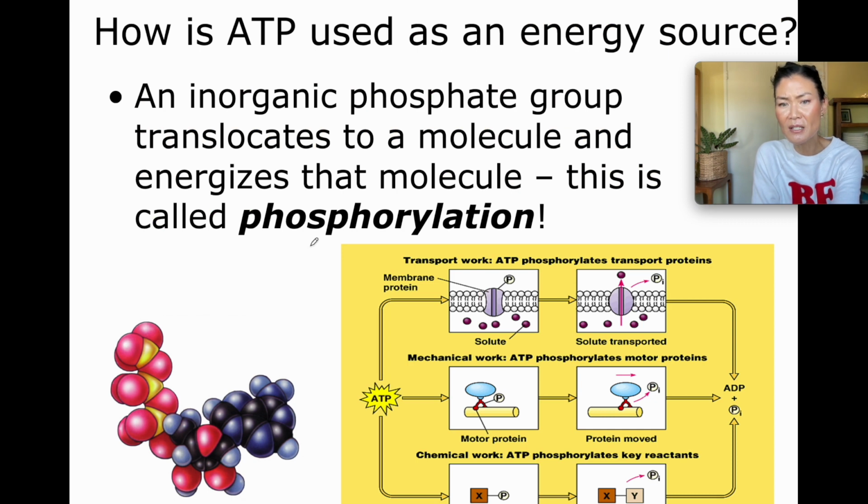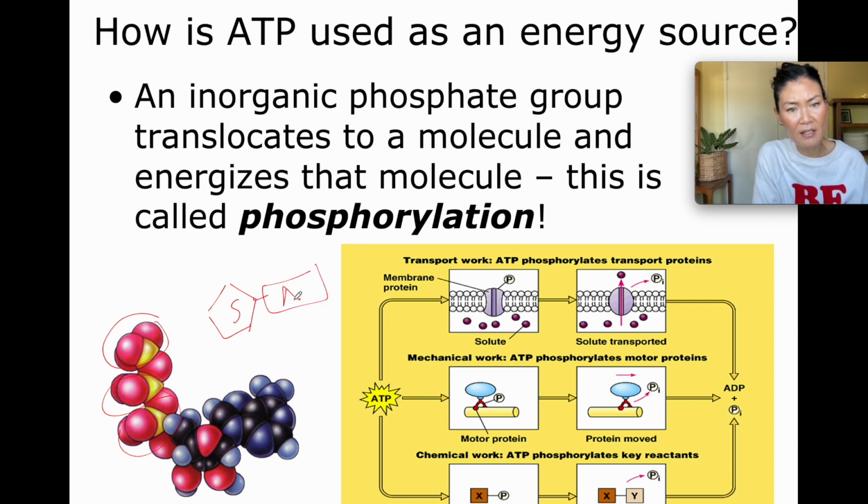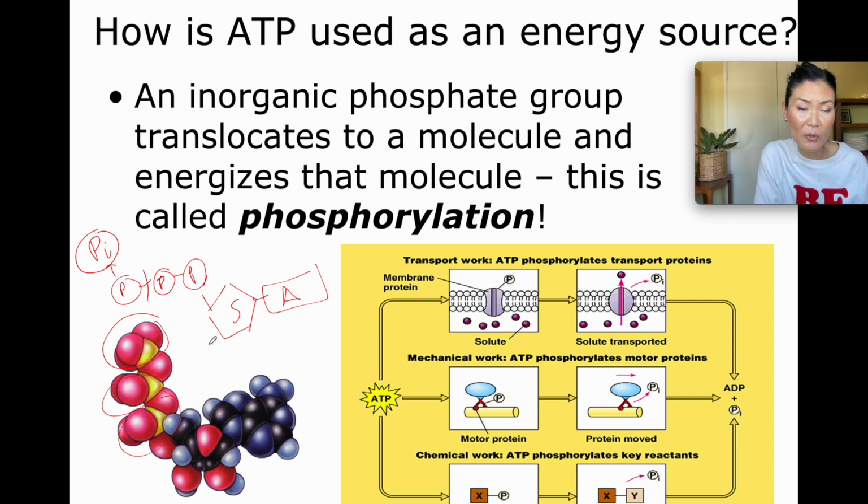So how is ATP used as an energy source? Well, it's by phosphorylation. This is a diagram showing you ATP. These are the three phosphate groups, but let me show you the way we did it in class. We've got the sugar, we've got our adenine, the nitrogenous base, and then we've got three phosphate groups. It's that last phosphate group at the end. We've got strong covalent bonds here, but when this bond is broken, this phosphate group comes off, and it's what we call inorganic phosphate now, because this phosphate group is no longer attached to organic sugar or organic adenine, and so it's inorganic.